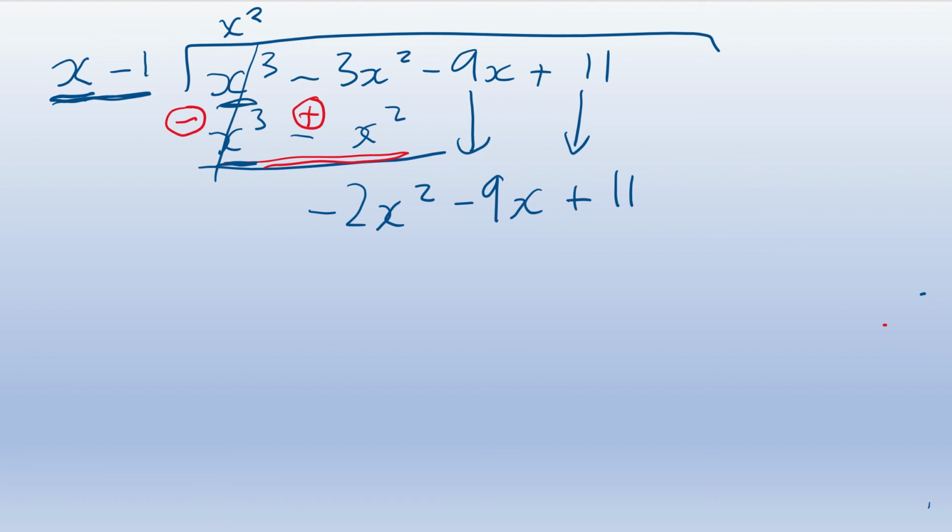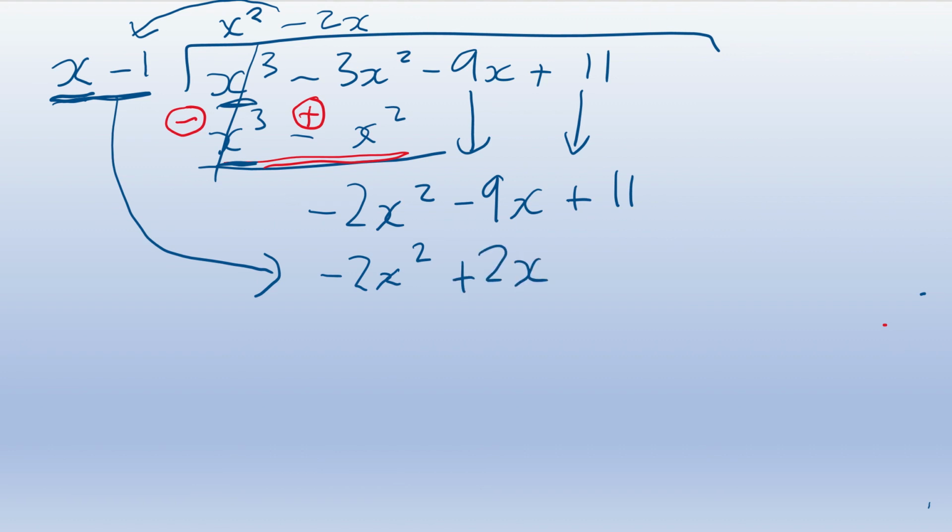Now I need to ask myself, how many times does x minus 1 go into my new equation here, my minus 2x squared minus 9x plus 11. So the x here goes into the minus 2x squared minus 2x times, so minus 2x, and then if we multiply that minus 2x by this thing here, we get minus 2x times x will give me minus 2x squared, minus 2x times minus 1 will give me plus 2x.